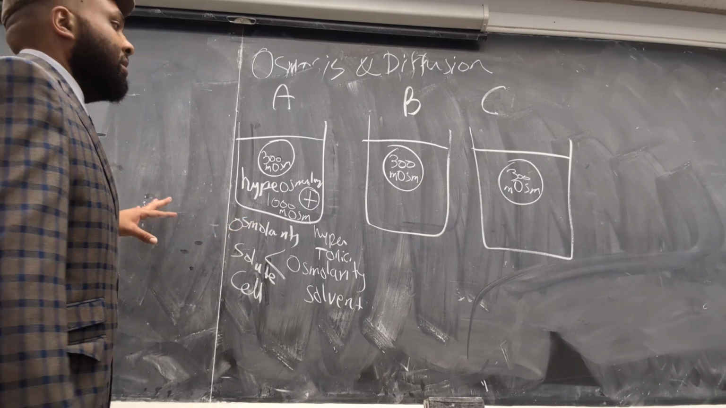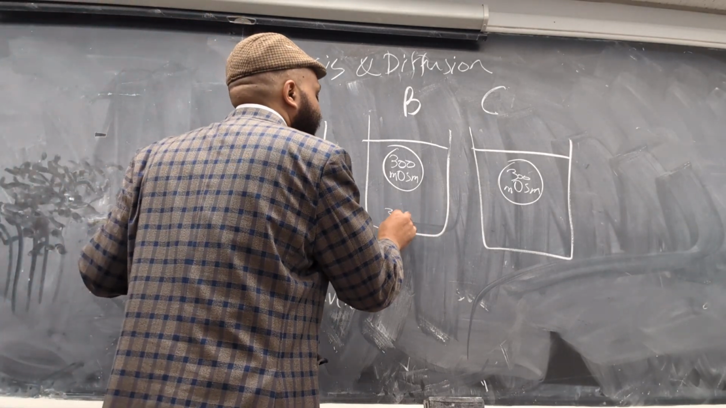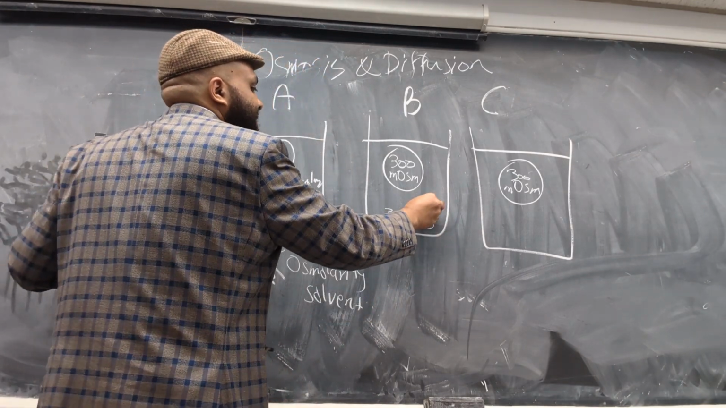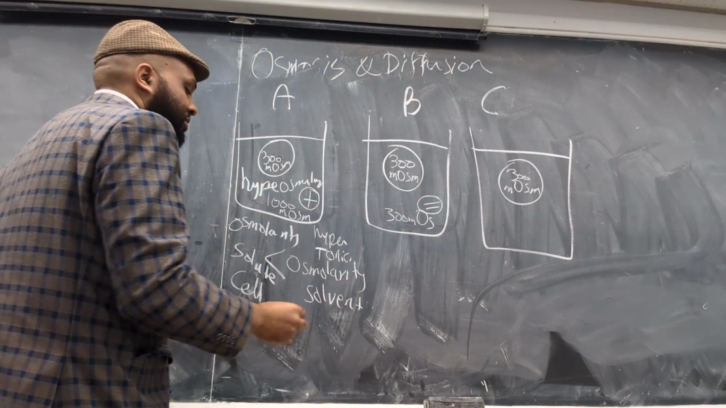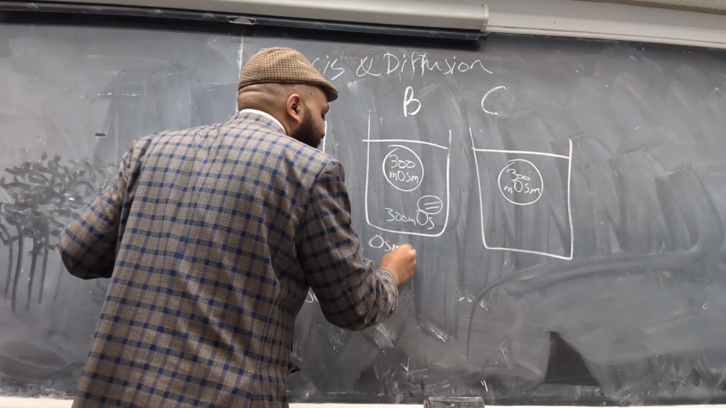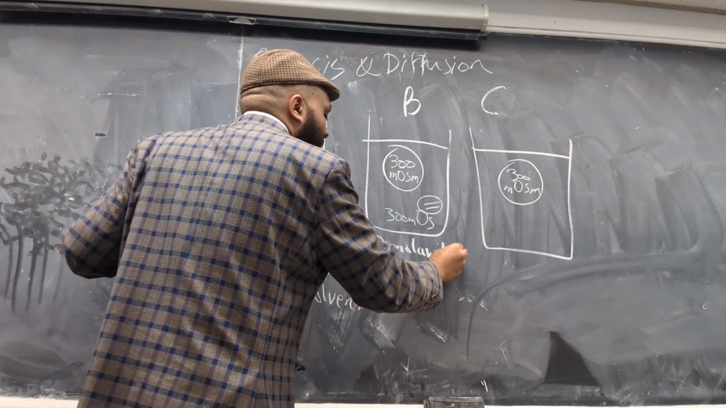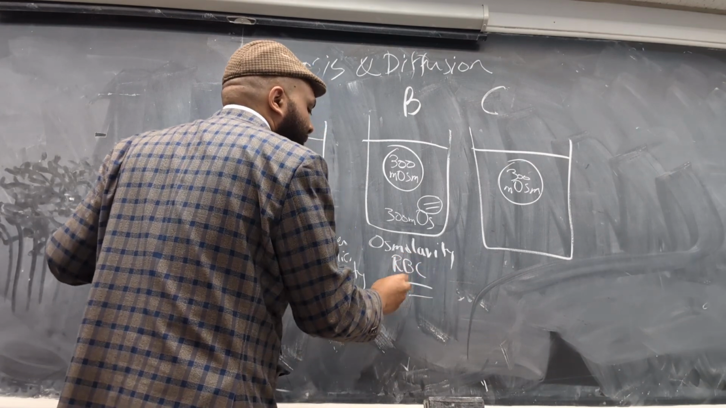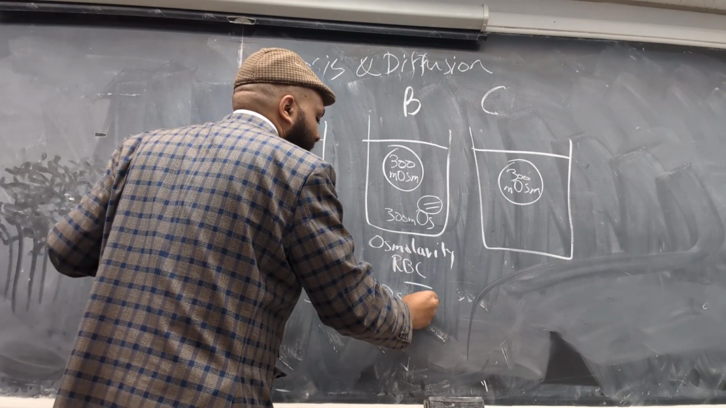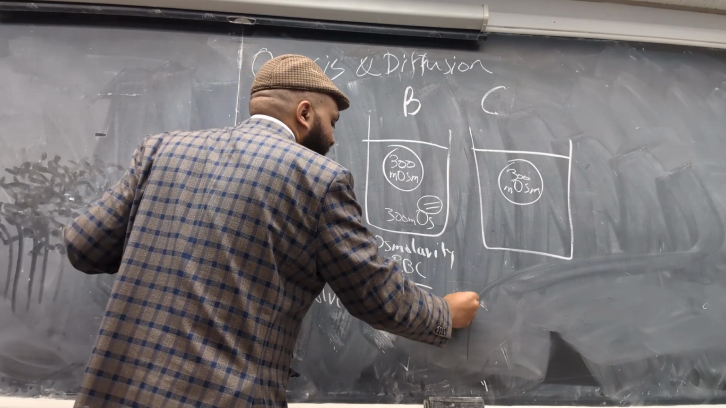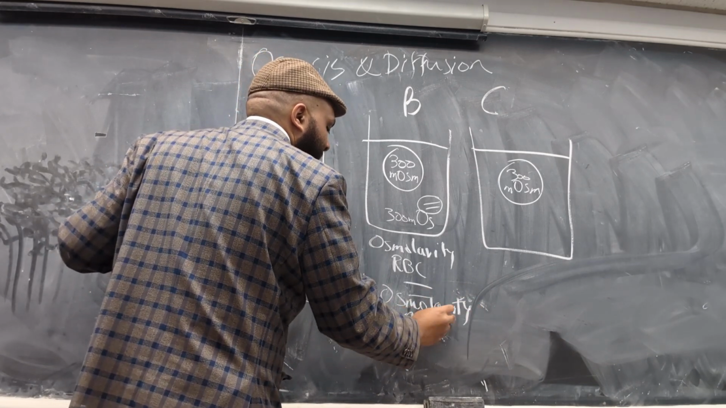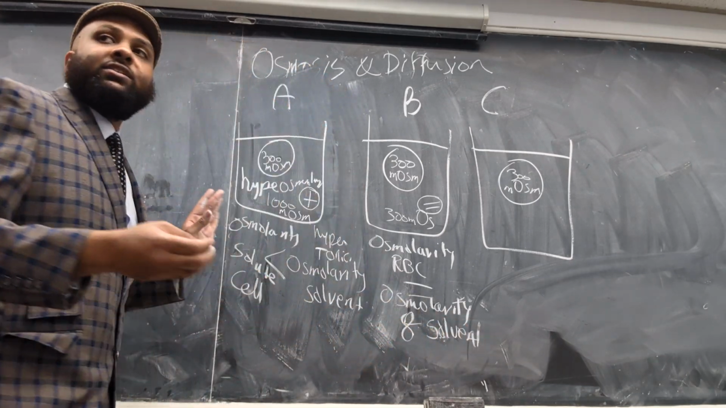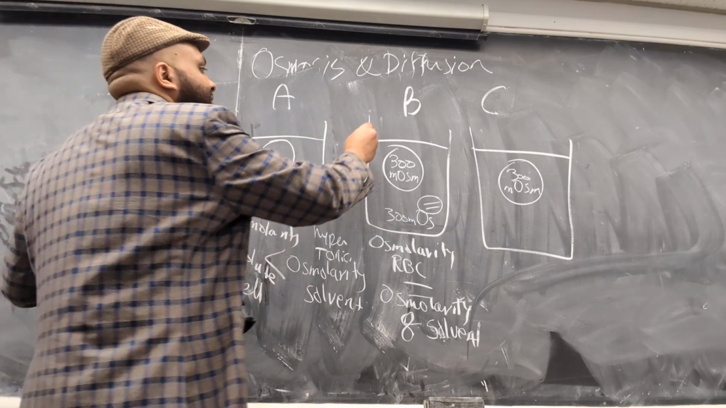For B, we can have a 300 milliosmolar solution that is equal to the red blood cell. So here the osmolarity of the red blood cell is equal to the osmolarity of the solvent. Is it isotonic? That's isotonic, like an isosceles triangle. So that is an isotonic solution.